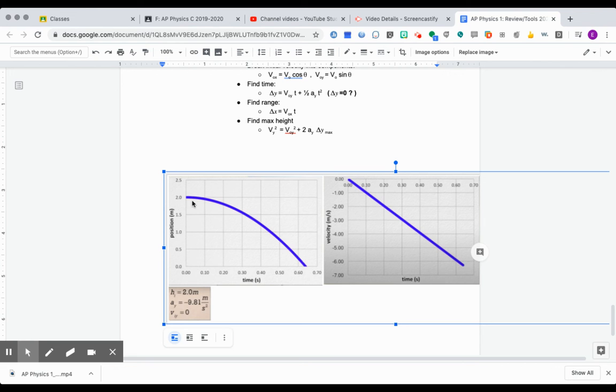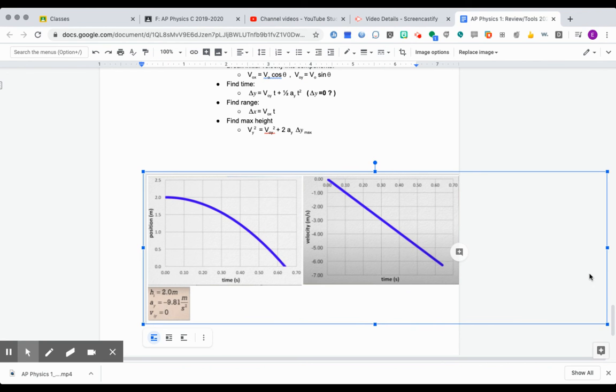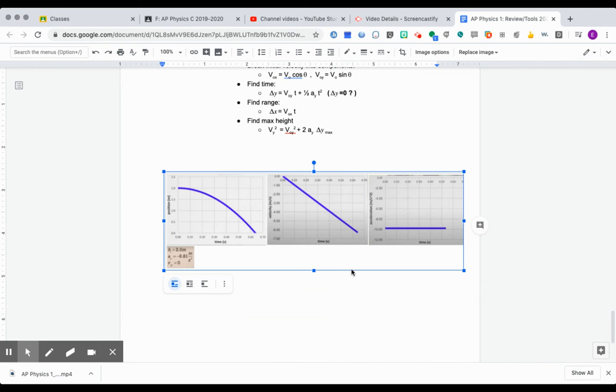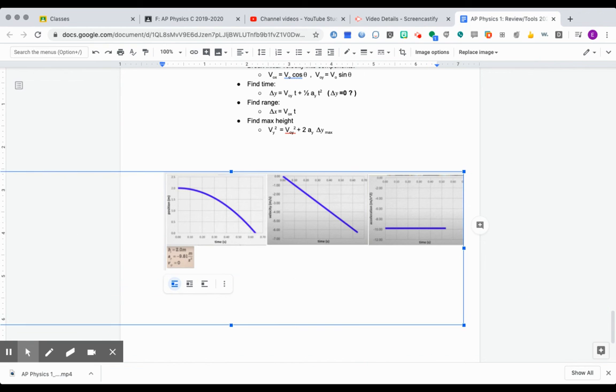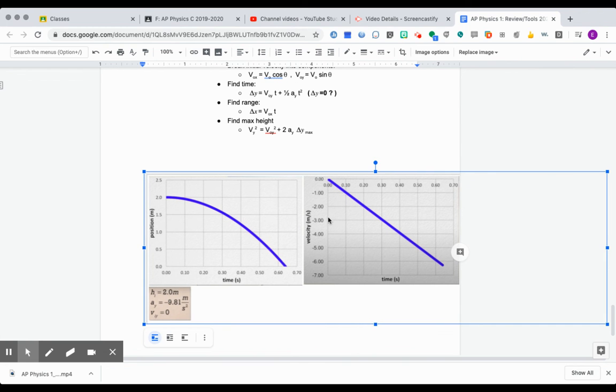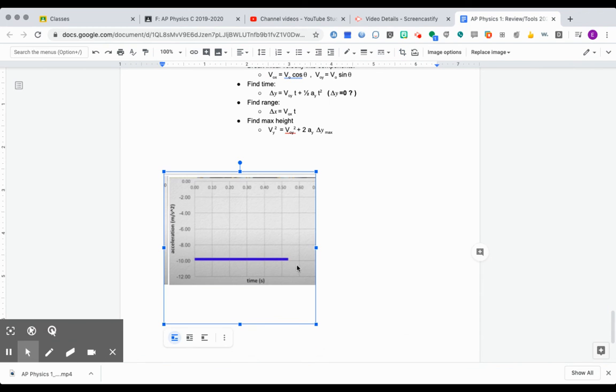So our position versus time graph, right? Actually, it's probably easier to start with our acceleration versus time, so let's go there. For our acceleration versus time graph, we know acceleration is a constant rate. Okay, acceleration versus time we know is a constant value. Constant on a graph is a horizontal line. So we should have a horizontal line at negative 9.8 or negative 10, according to AP standards, meters per second squared.